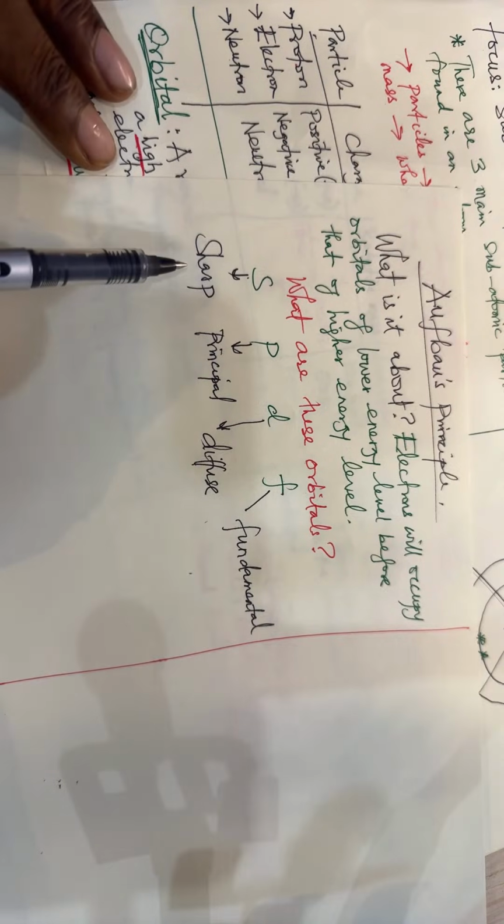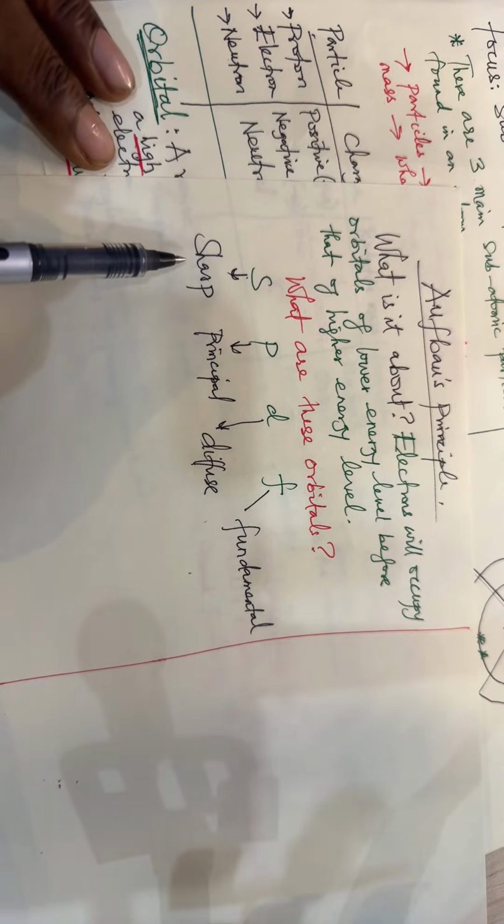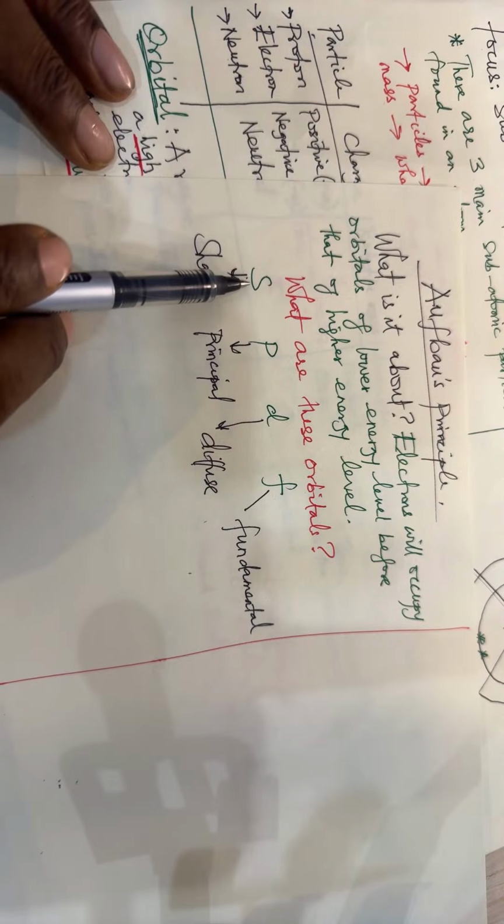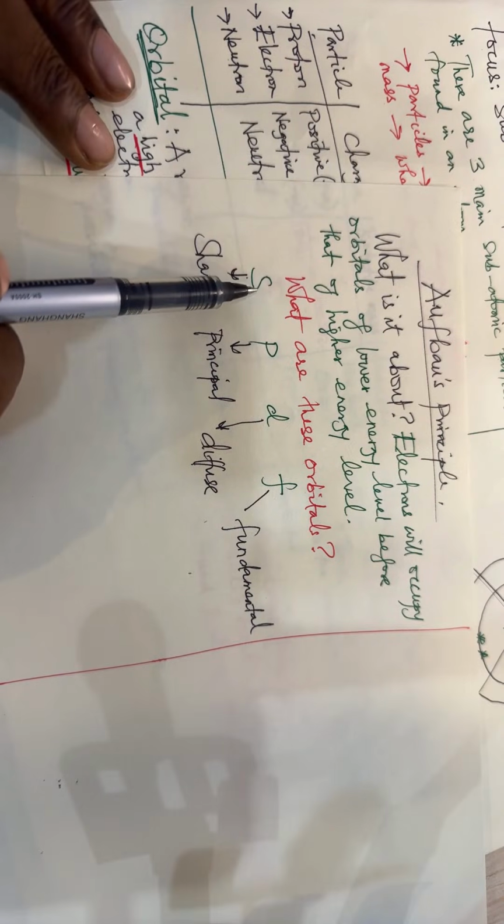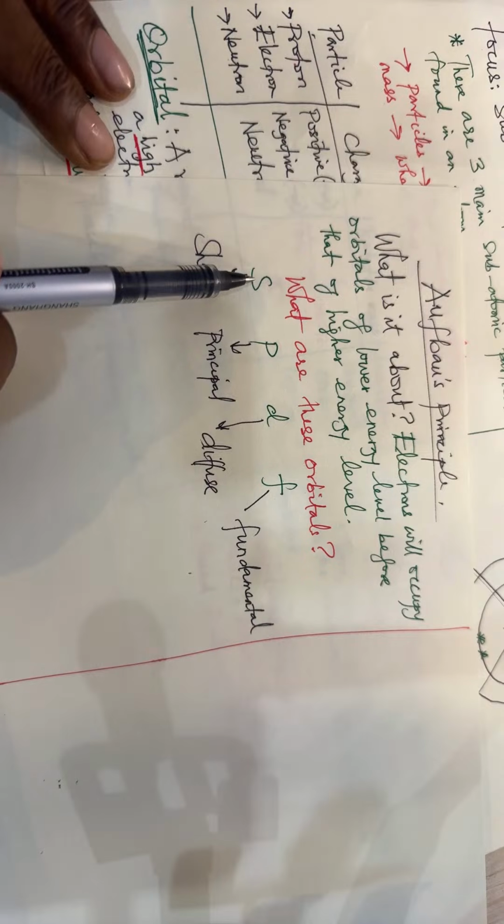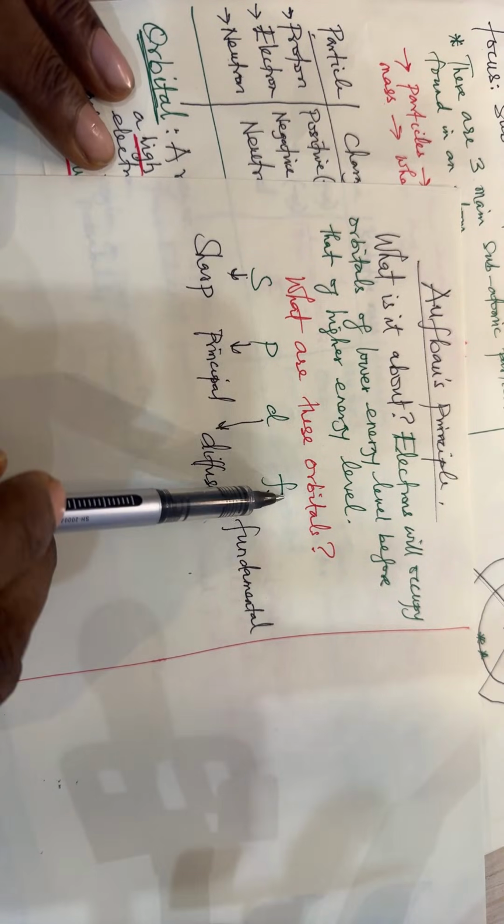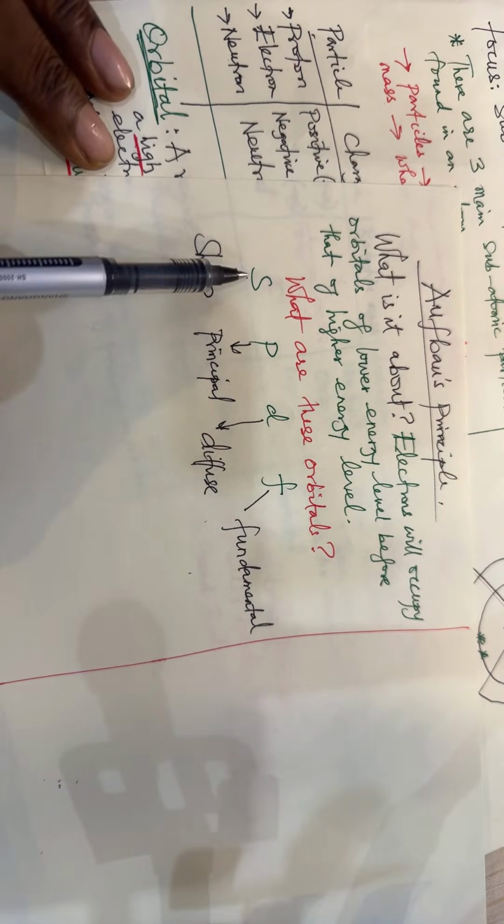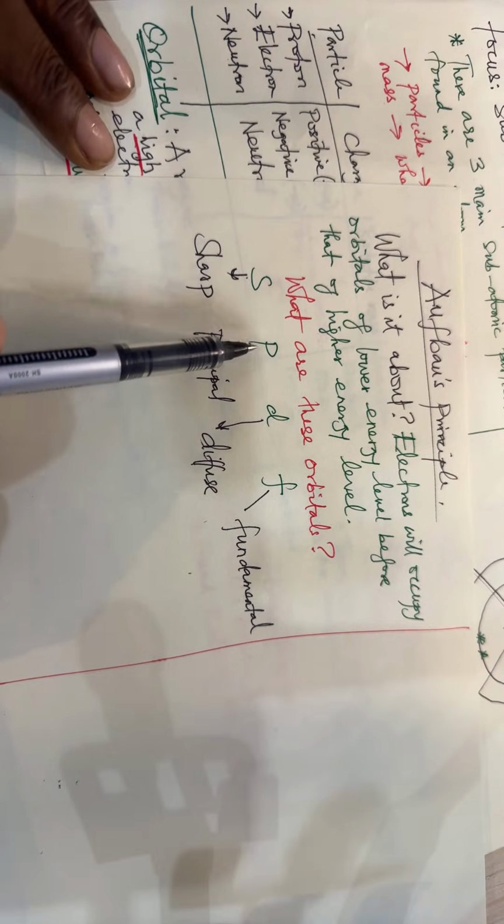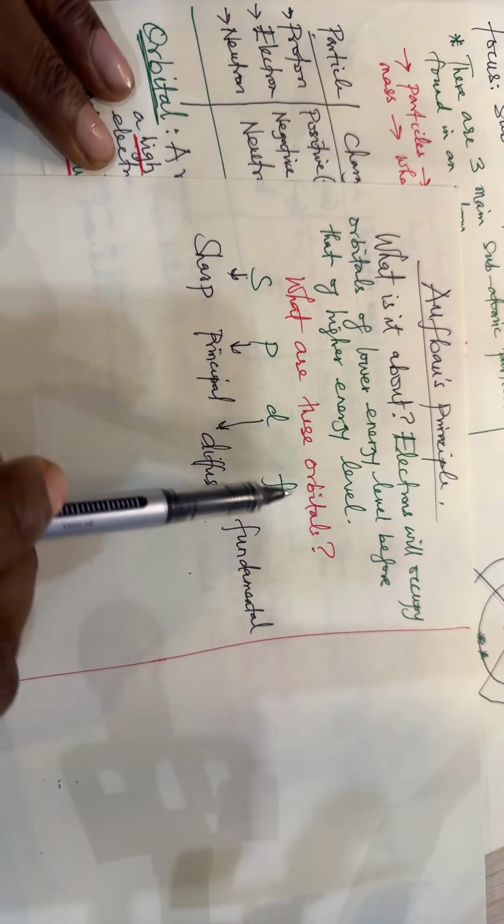Now, this shows the S orbital. Because it is the first one, it shows that it is the least energy level. This S is the least energy level compared to this particular P, D, and F.